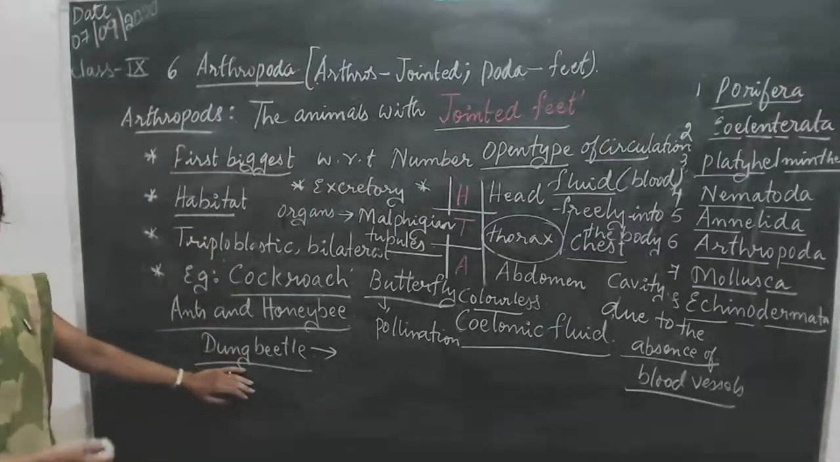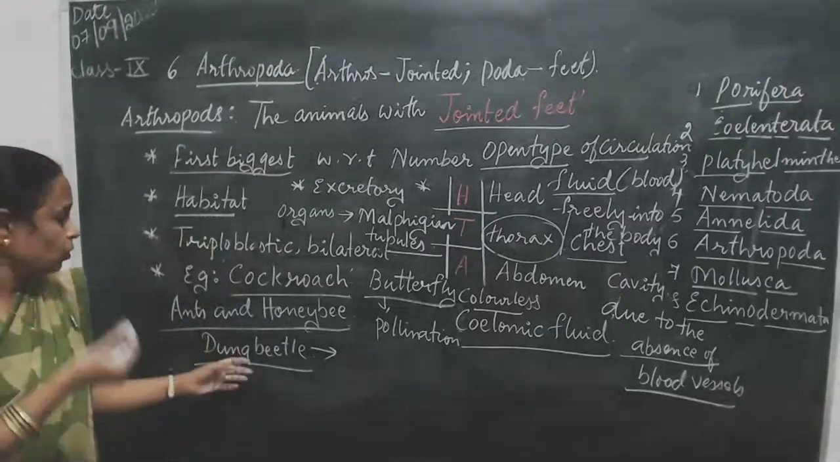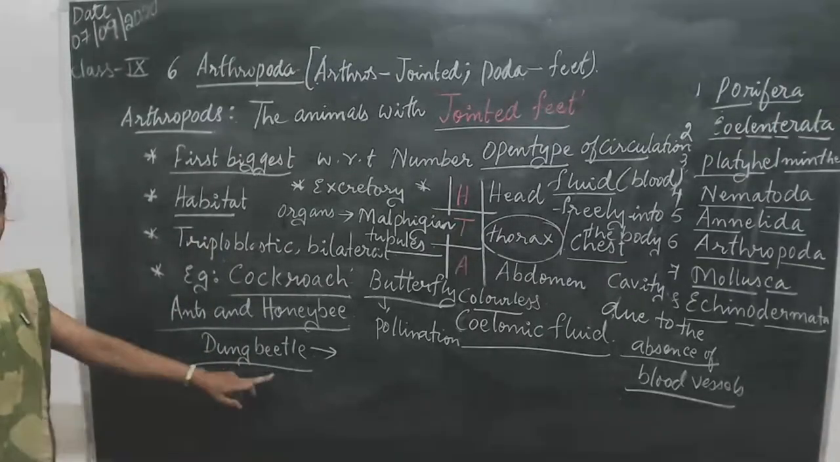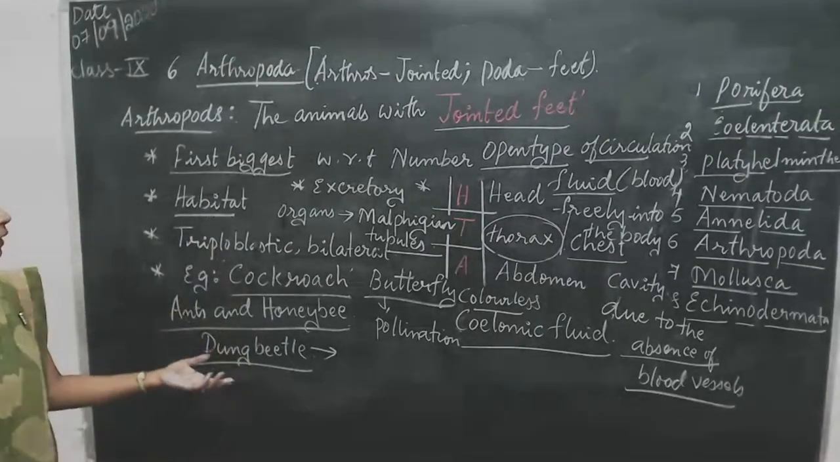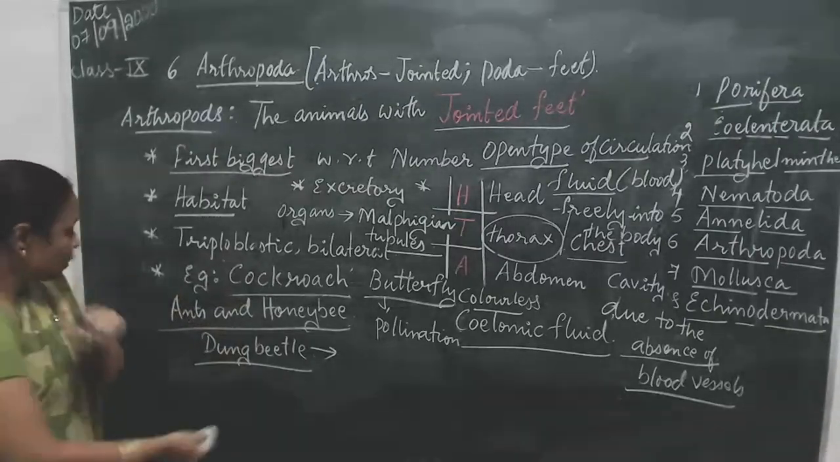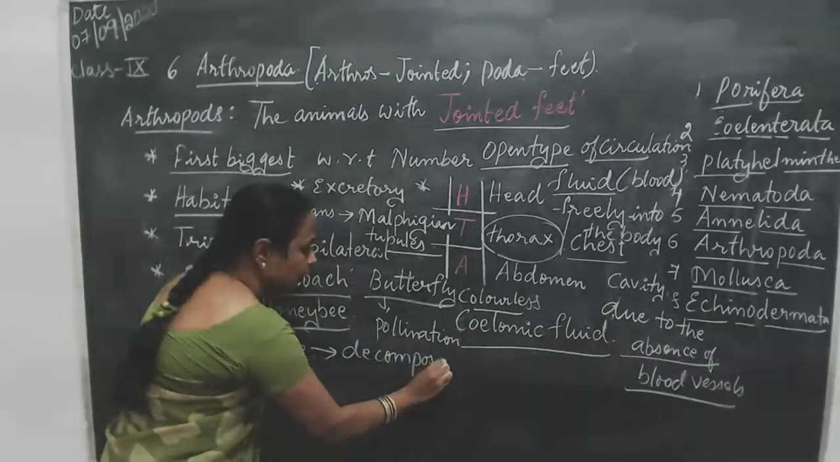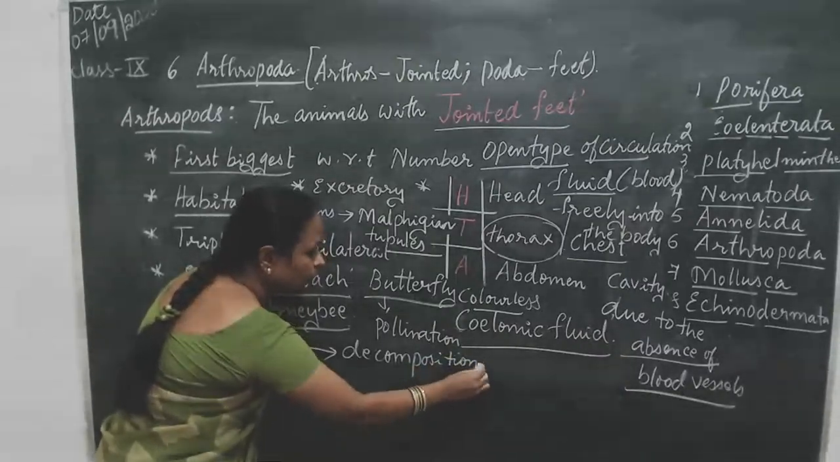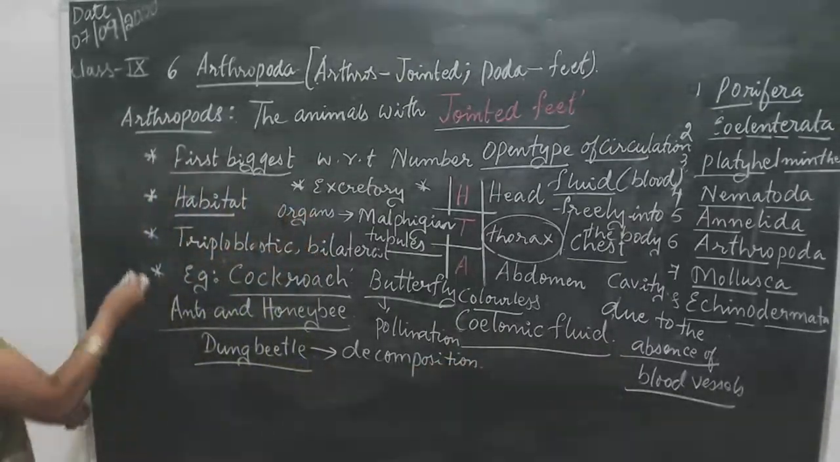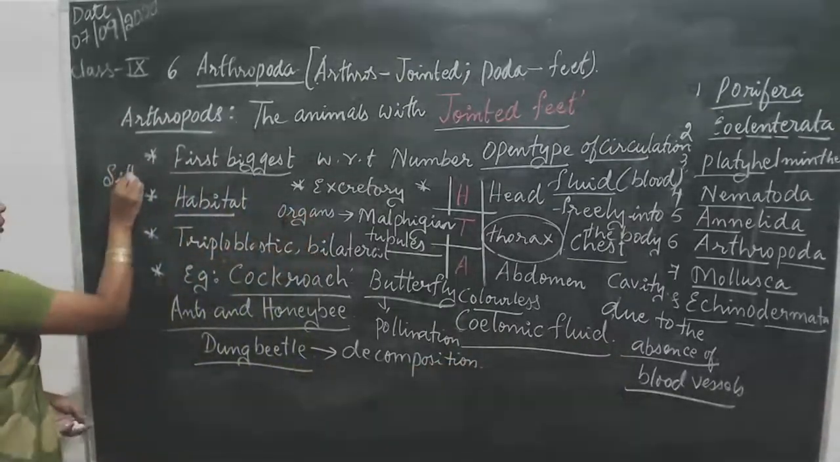So what happens there? We see black color insects. Those black color insects are dung beetles. They help in maintaining the fertility of the soil. So you can say they help in the decomposition process. Decomposition is nothing but breaking down and making the soil fertile. Very important to note.